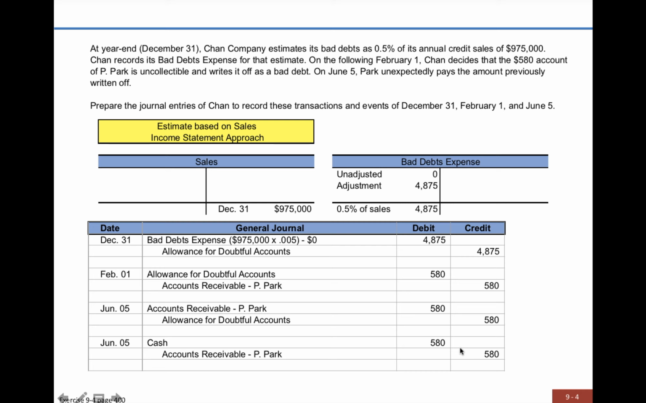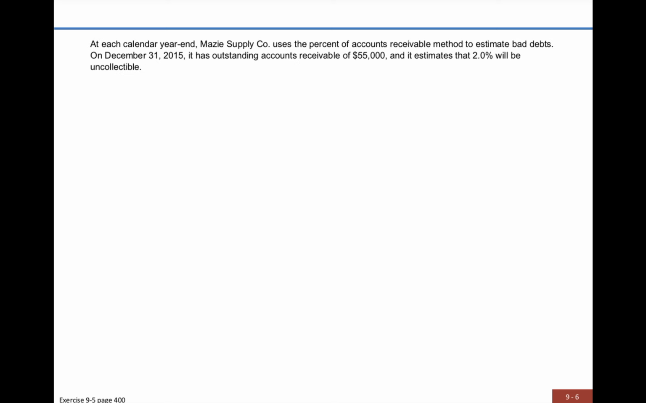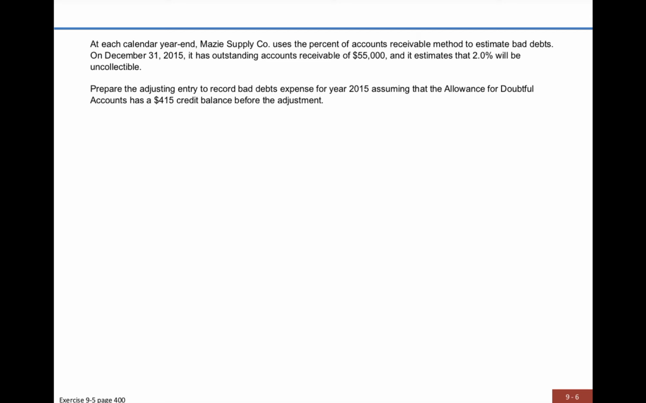All right, next question. At each calendar year end, Macy's Supply Company uses the percent of accounts receivable method to estimate bad debts. On December 31st, 2015, it has outstanding accounts receivable of $55,000, and it estimates that 2% will be uncollectible. Prepare the adjusting entry to record bad debts expense for year 2015, assuming that the allowance for doubtful accounts has a $415 credit balance before this adjustment is made.